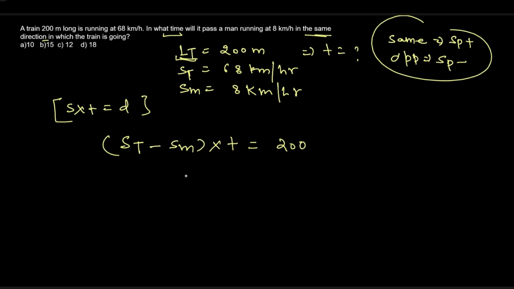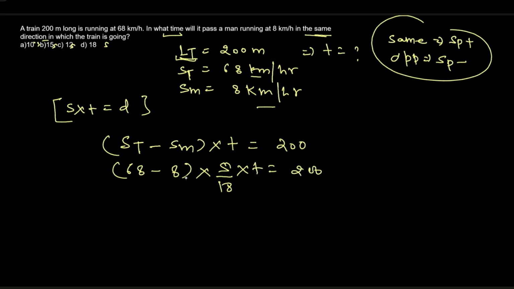Don't complicate the question. The question is very easy. Just use your brain power and act smart. So st is given as 68 minus the speed of man, 8. Now also what we have to keep in mind is the speed is given in kilometer per hour, but the answer has to be in seconds, right? Here the options are 10 seconds, 15 seconds, 12 seconds, and 18 seconds. So we have to multiply by 5 by 18. You already know this: to convert kilometer per hour into meter per second, you multiply by 5 by 18. Multiply t equals 200.